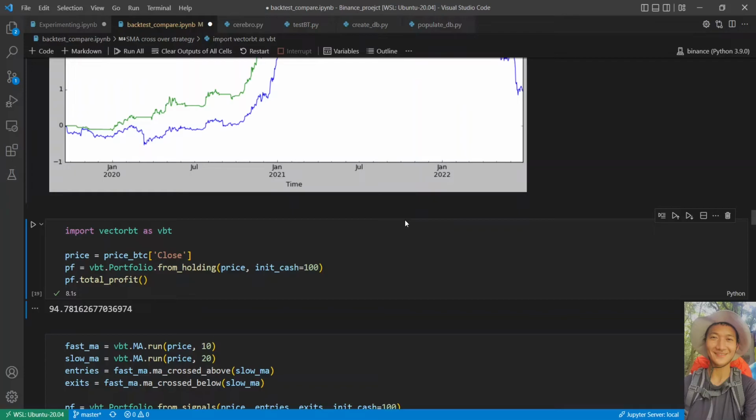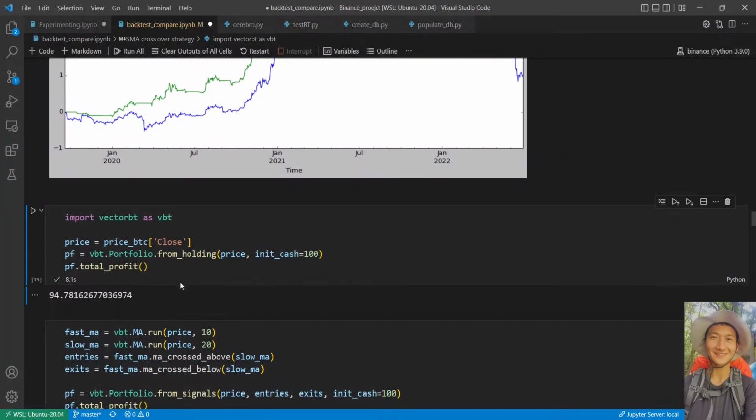Next, I'm going to use the backtesting package to confirm our result. Here I'm importing VectorBT, and I'm using a method in it to get the buy and hold return. So the total profit is about 95%, similar to the one we just got from our own implementation. The value is just the same as what we got from the previous approach.